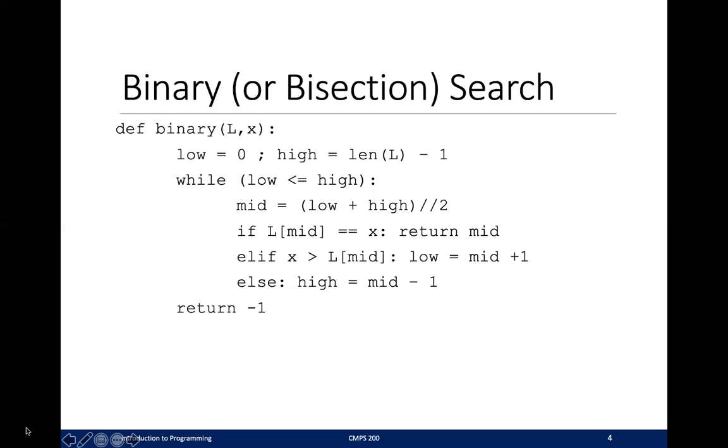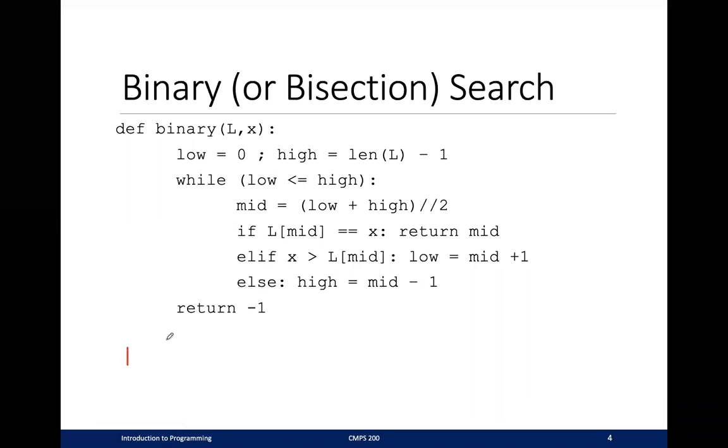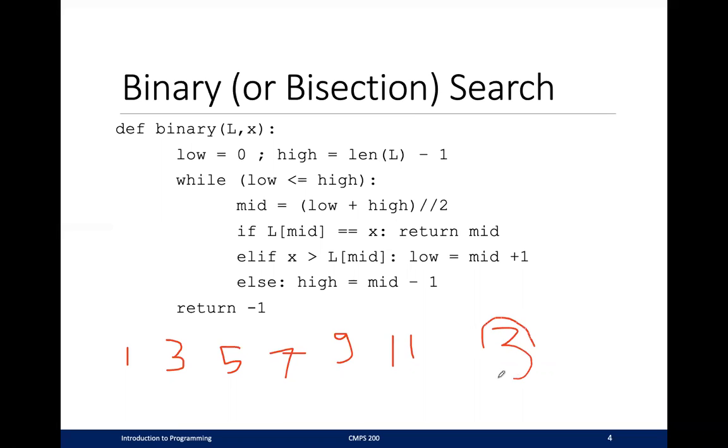So let's say I have the following list, like this: 1, 3, 5, 7, 9, 11. The important thing is that it's sorted, and I'm looking for the element 3. So this is the thing I'm looking for inside this list. So I'm going to start in the middle. Let's say the middle is 7.